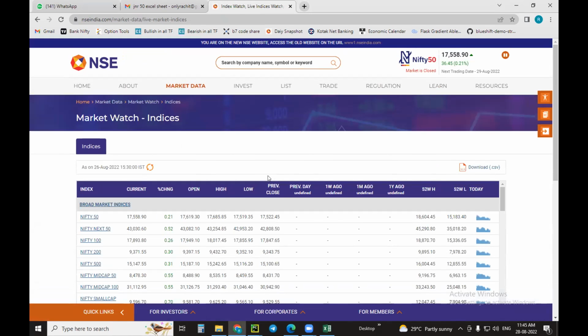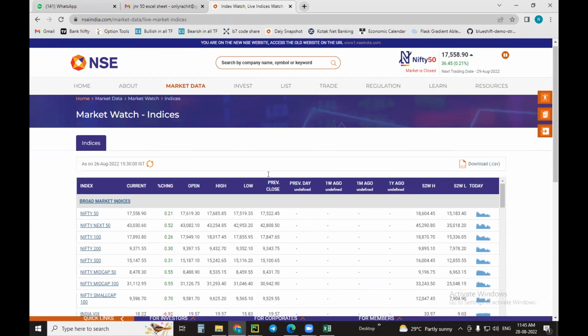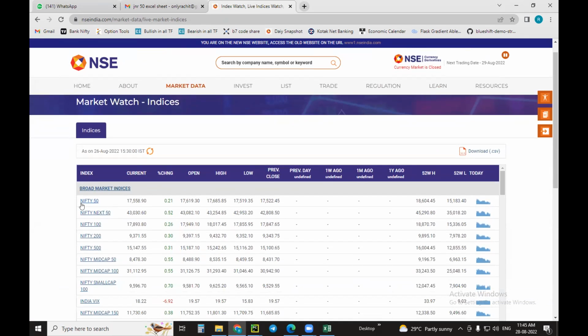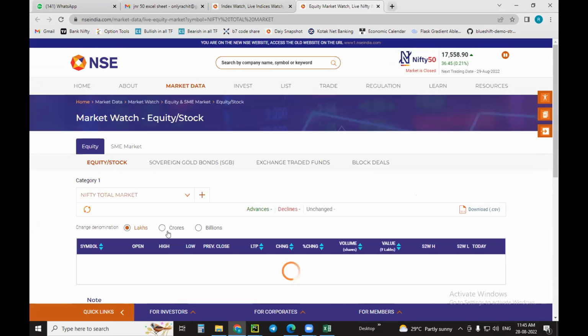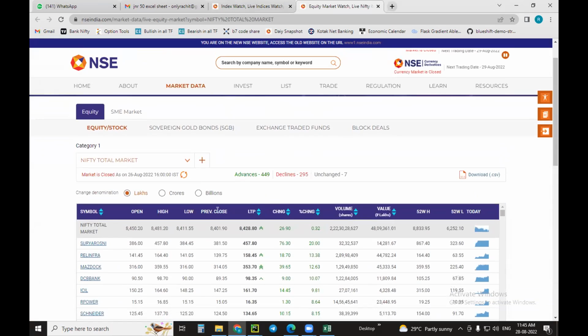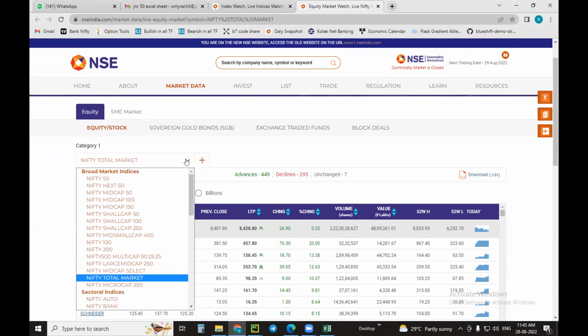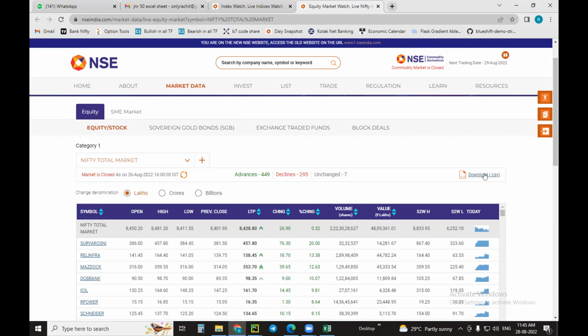And then download actually Next 50, but some companies might have gone up or down. So download Nifty 500 or Nifty total market. You'll have all the stocks. Yeah, download Nifty 500. This is Nifty total market. Should I download this or Nifty 500? No, Nifty total market will have Nifty 500. So download CSV. Okay.